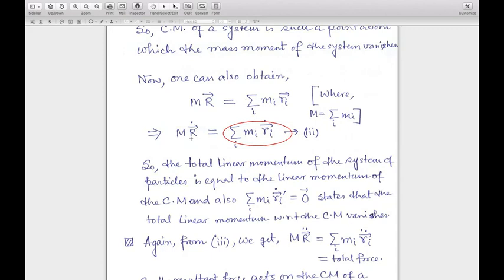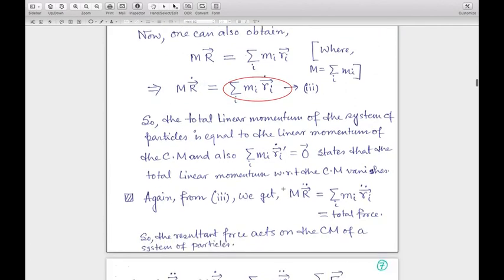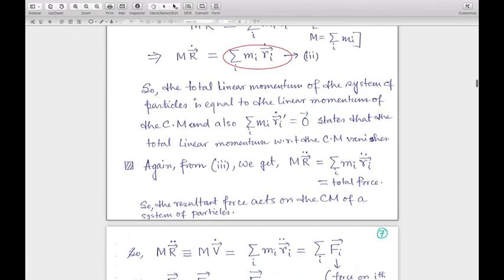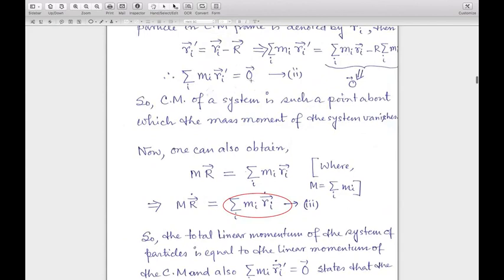Of course, we are assuming that some imaginary particle having a mass equal to the total mass of the system is situated at the center of mass position. Then another corollary of the total mass moment with respect to the center of mass vanishing is that the total linear momentum with respect to the center of mass also vanishes. That is nothing but the time derivative of equation number 2.